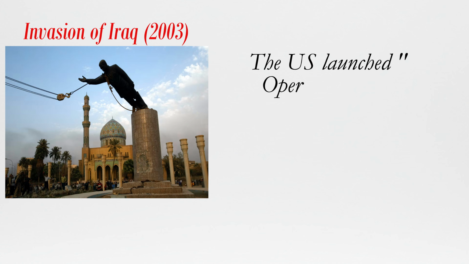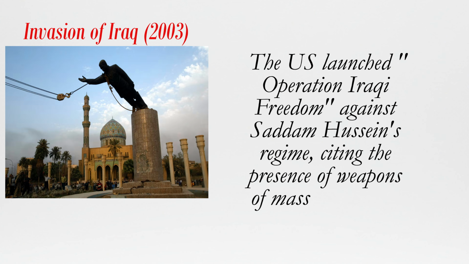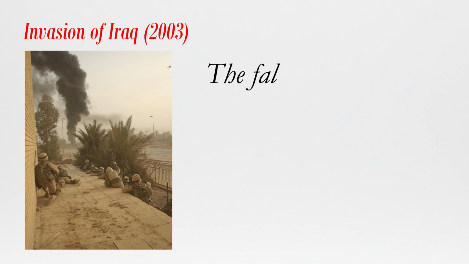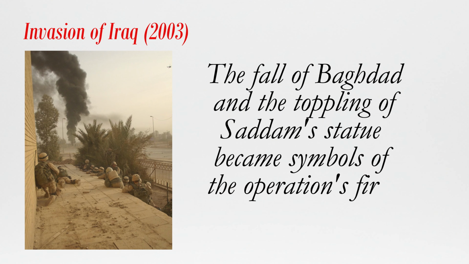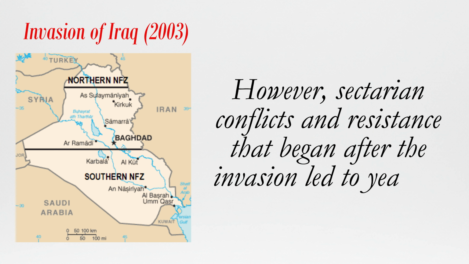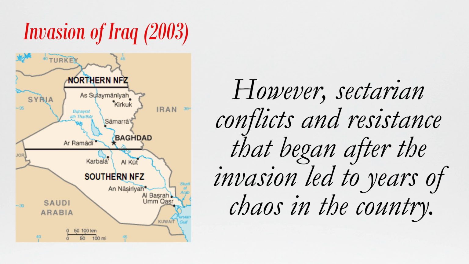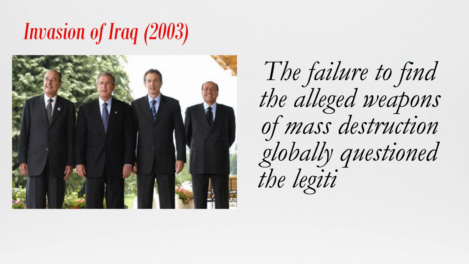The US launched Operation Iraqi Freedom against Saddam Hussein's regime, citing the presence of weapons of mass destruction. The fall of Baghdad and the toppling of Saddam's statue became symbols of the operation's first phase. However, sectarian conflicts and resistance that began after the invasion led to years of chaos in the country. The failure to find the alleged weapons of mass destruction globally questioned the legitimacy of the war.